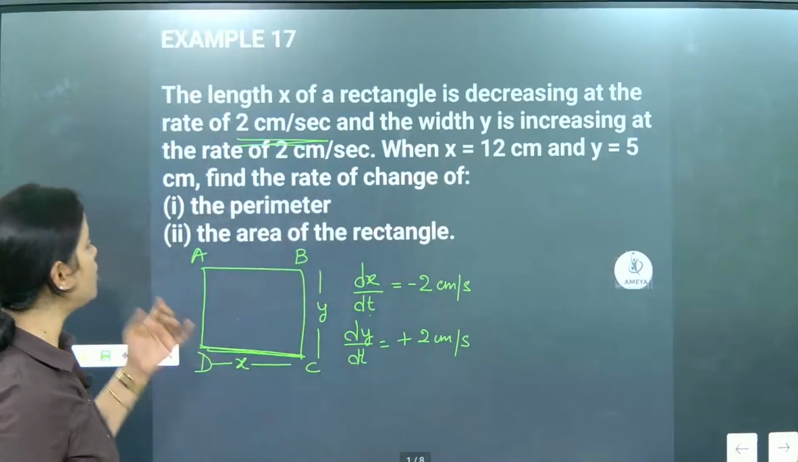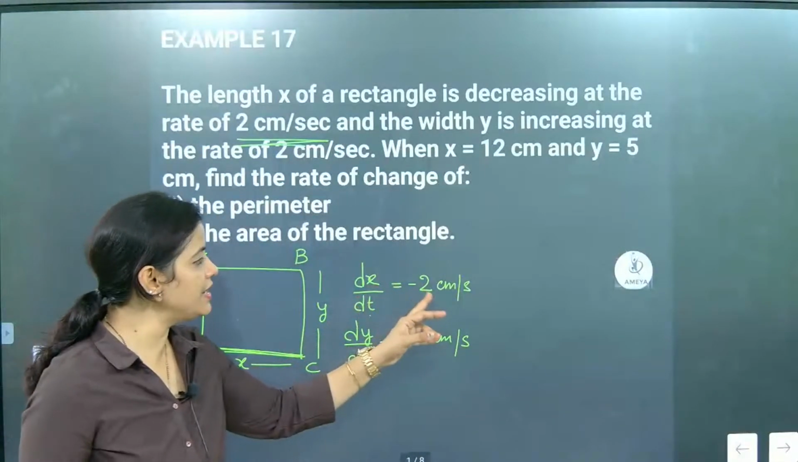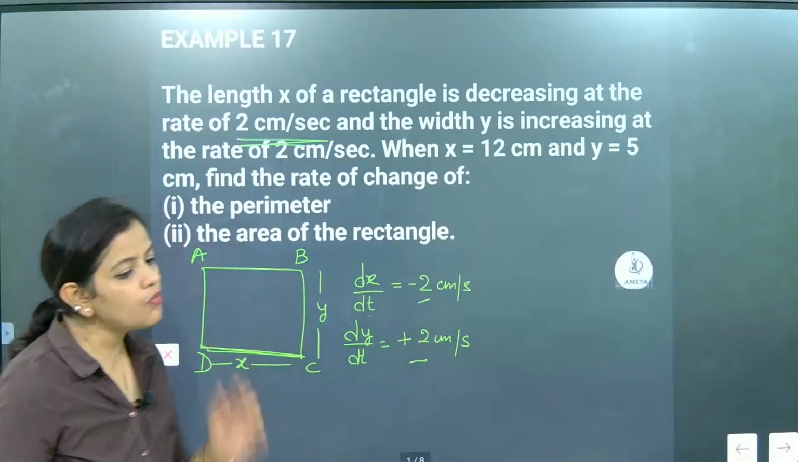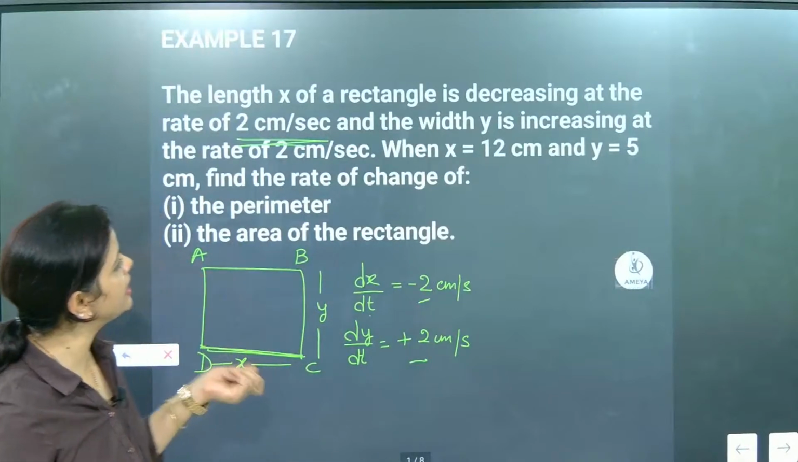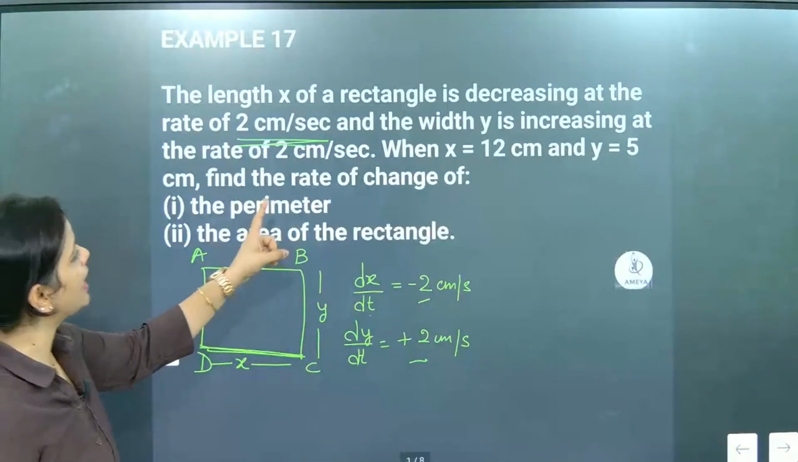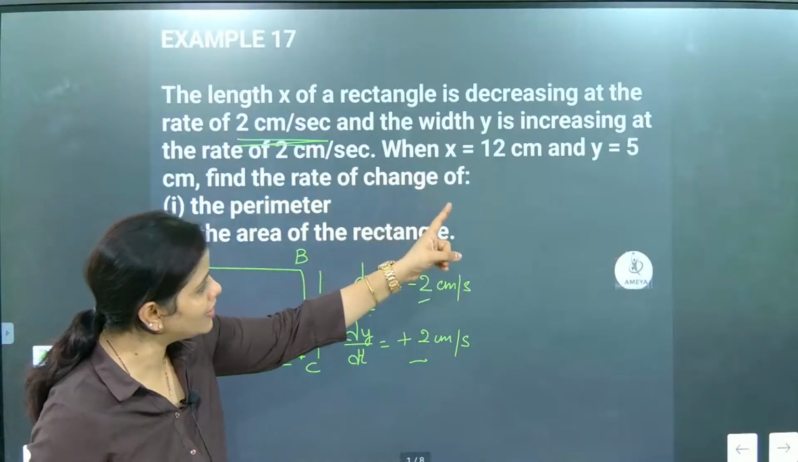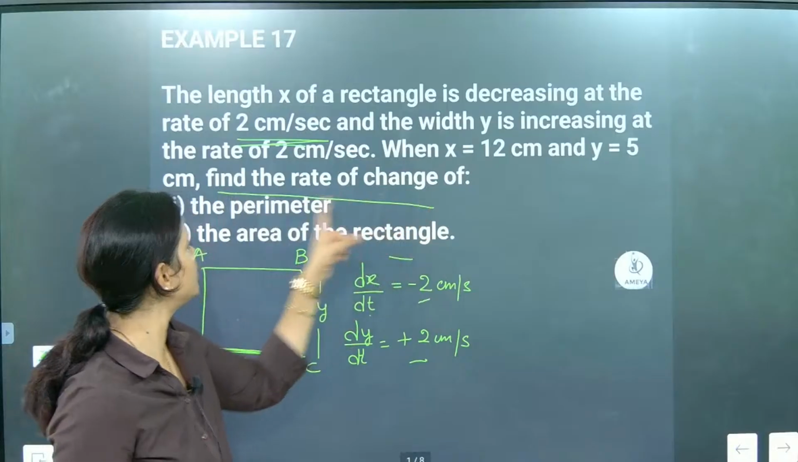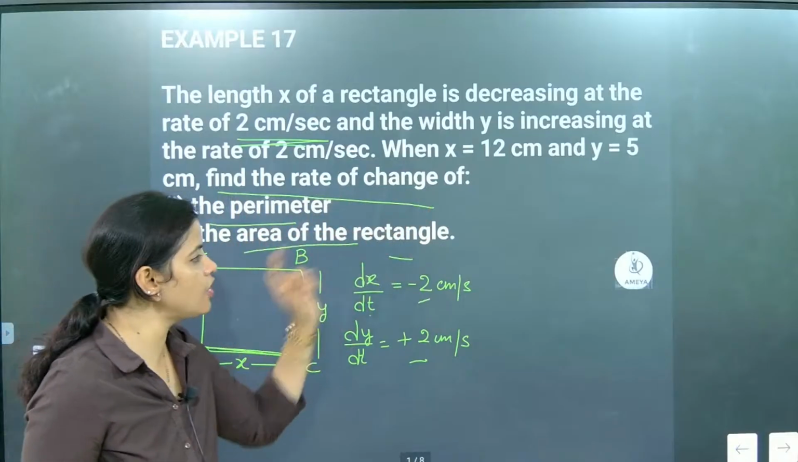Okay? Now look here, beta. dx by dt: decrease means minus, increase means plus. Now what are they asking? Are they asking area or something? They are telling that when x is equal to 12 centimeter and y is equal to 5 centimeter, find the rate of change of perimeter and area of the rectangle.